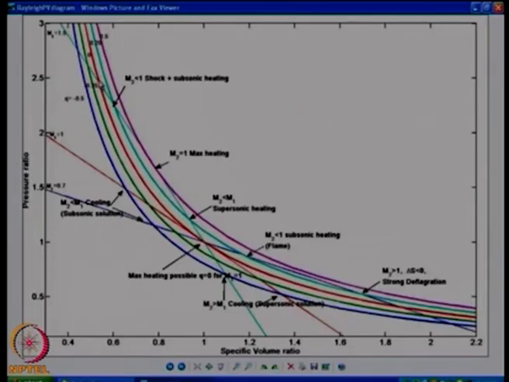It is going to go M2 less than 1, I am having M1 greater than 1, and this will give you M2 less than 1 solution. That is your normal shock solution, that is possible here. Okay. That is your case there. Now we will go from here to cooling condition again.